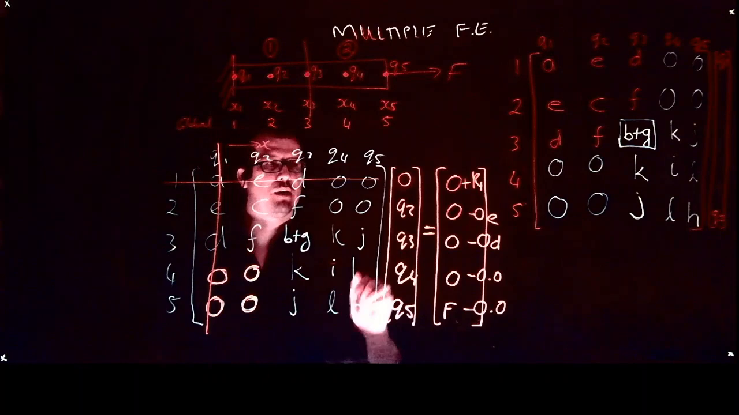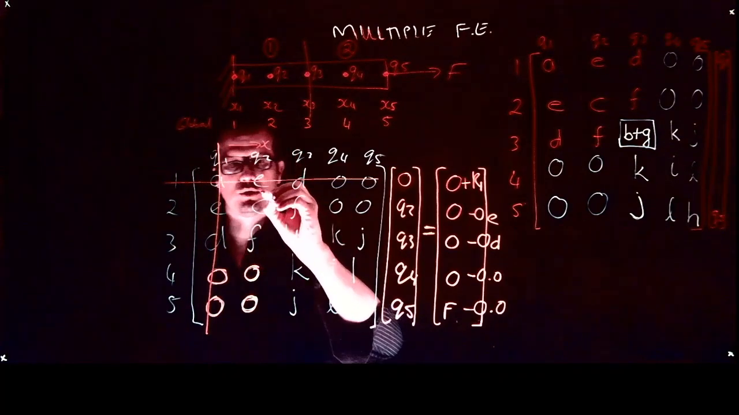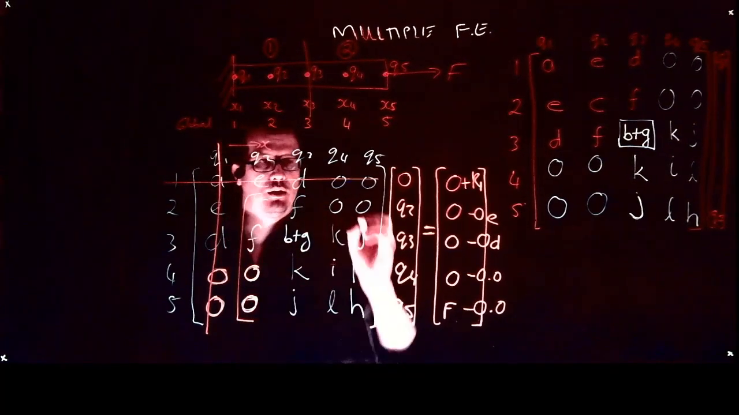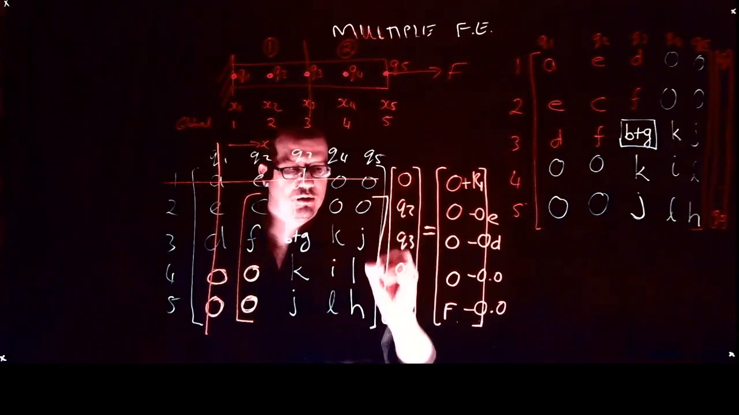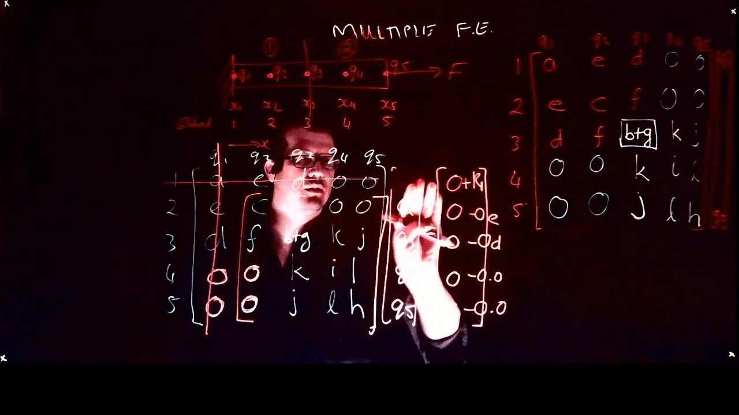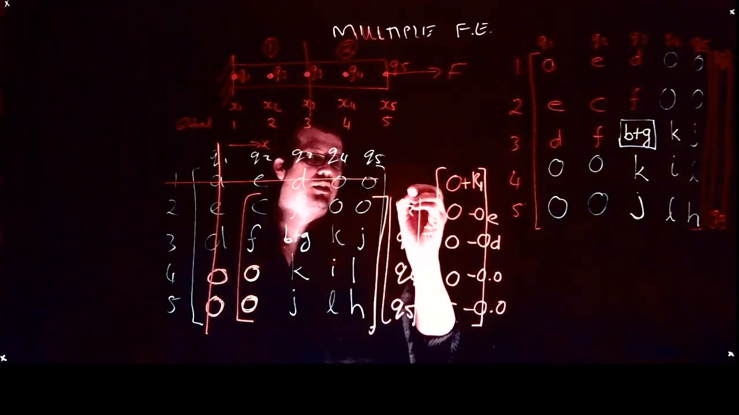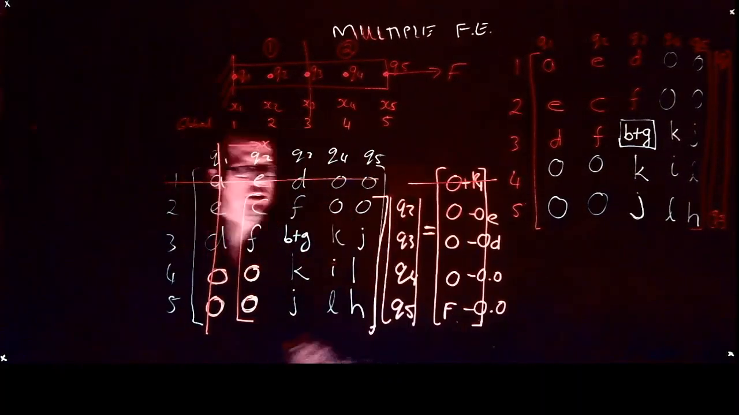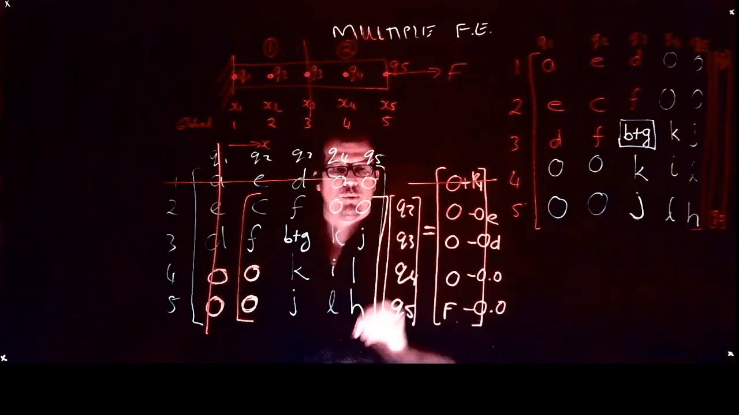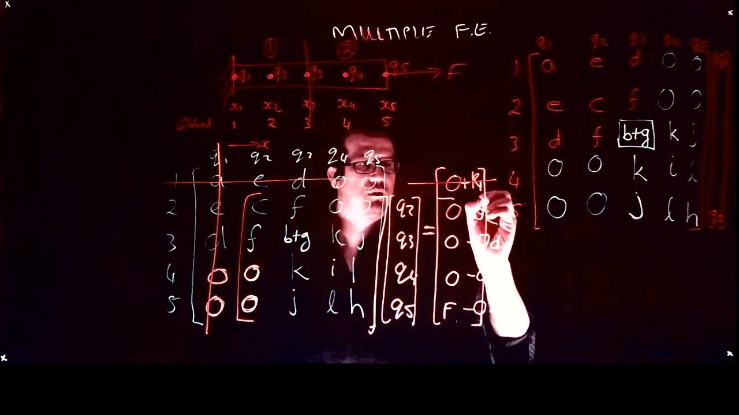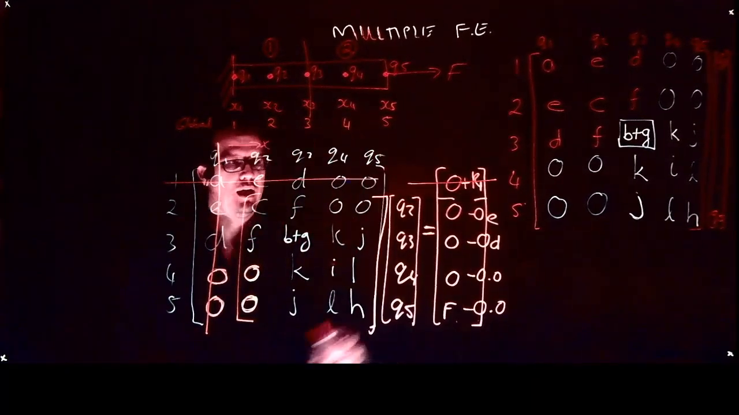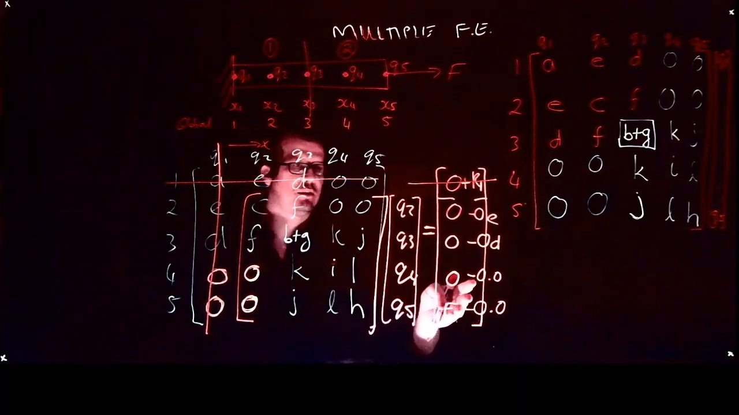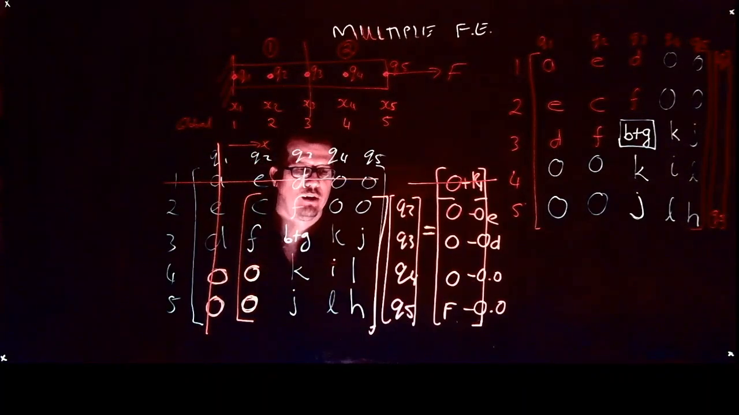Now that we've done this, we end up with a smaller system. I'm going to write it like this, and take this away for now. We'll come back to it when we want to compute the reactions at the end. But this is what we have now: our smaller system, and we can go about solving it for Q2, Q3, Q4, Q5.